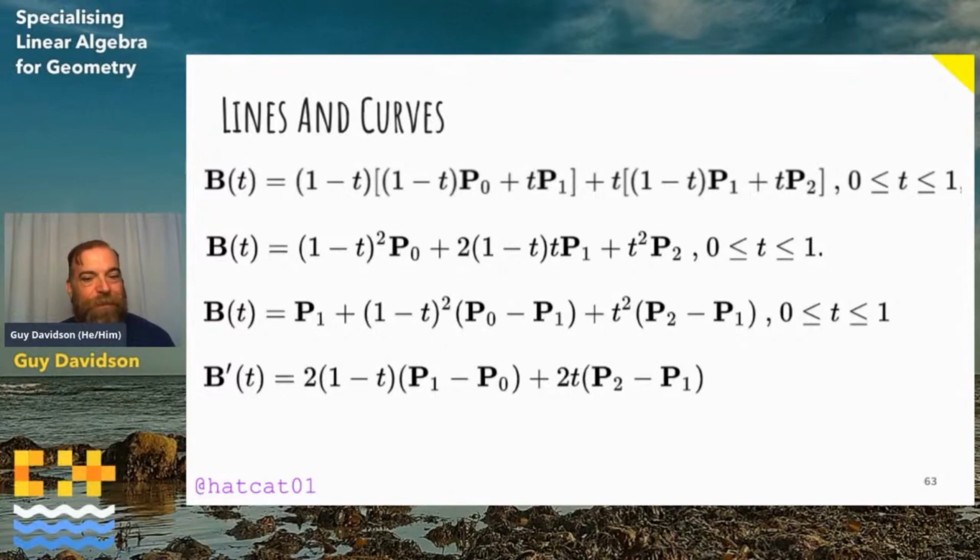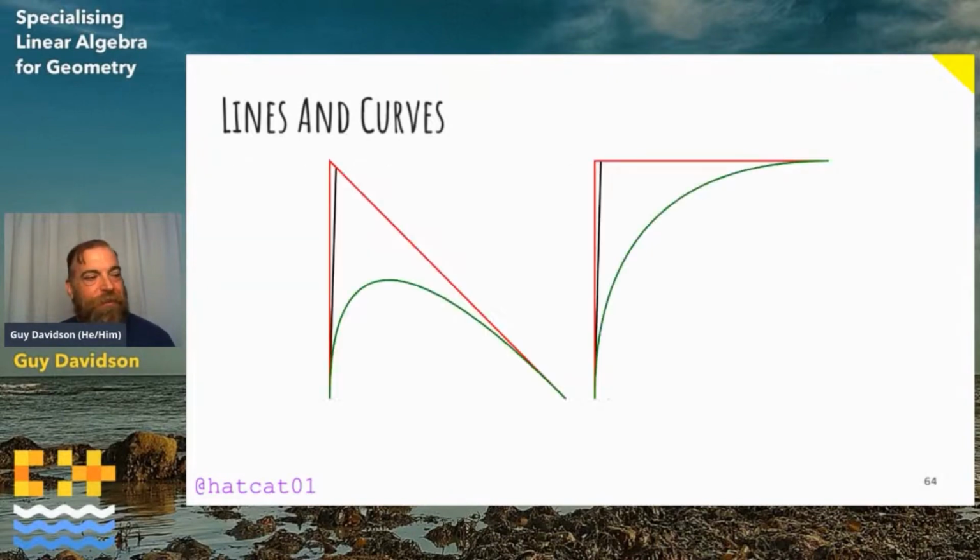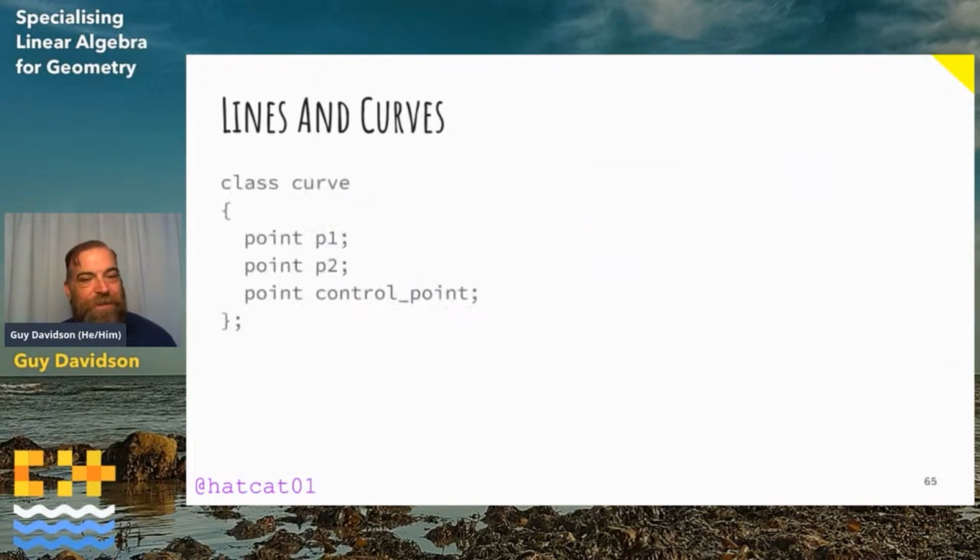So here's a couple of examples. I hope this diagram works. There we are. That's it. That's how they work. So armed with this equation and 3 control points, we can make a curve. So here's a curve class. And that covers our pen primitives.